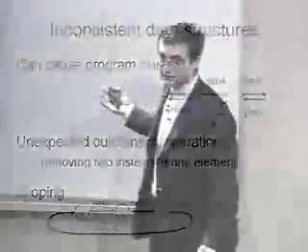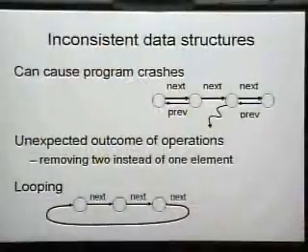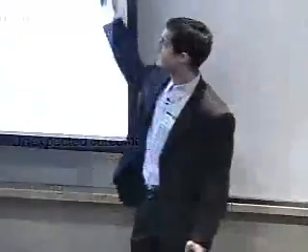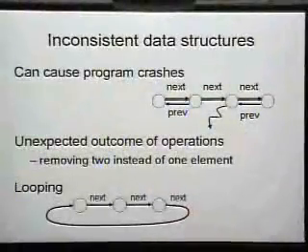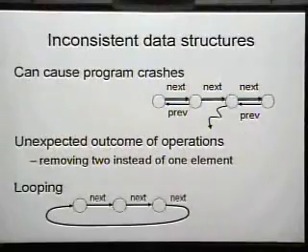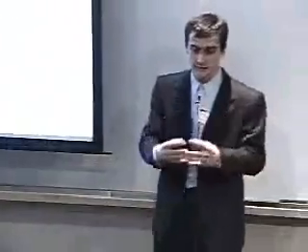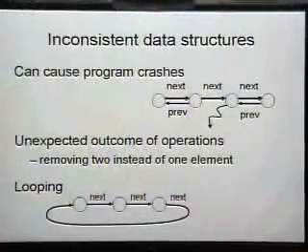And clearly bad things happen if the data structure consistency is violated. So a program might crash if you follow a pointer that is not pointing where it should, or simply if you execute an operation that's written assuming the data structure is consistent, then the result of that operation might not be what you want. For example, you might end up accidentally removing multiple elements or not inserting an element into the structure. Or if the structure is cyclic when you don't want it to be cyclic, then you might end up looping in your code.